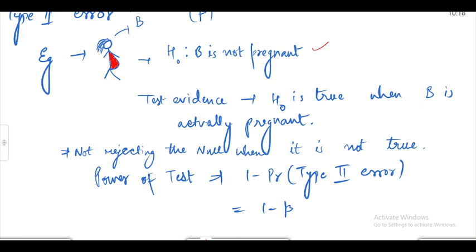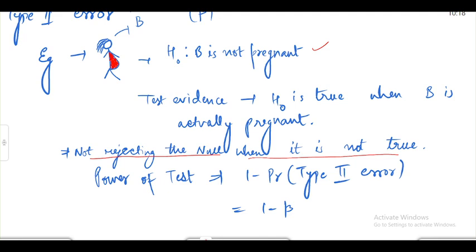We know that because we can see that. So based on the sample or the test evidence, you are not rejecting the null hypothesis, which is not true. So, not rejecting the null when it is not true, that is your type 2 error. Okay. I hope this was clear.